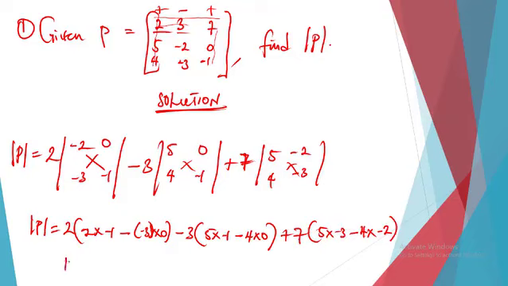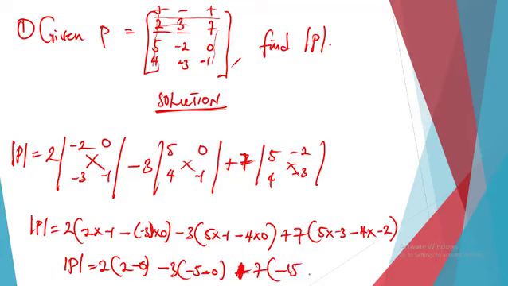So what do we have? We have 2 into, minus 2 times minus 1 will give us 2, and minus 3 times 0 will give us 0. Minus 3 into 5 times minus 1 will give us minus 5, minus 4 times 0 is also 0. Then we have plus 7 into 5 times minus 3 is minus 15, and then minus 4 times minus 2 will give us a positive 8.